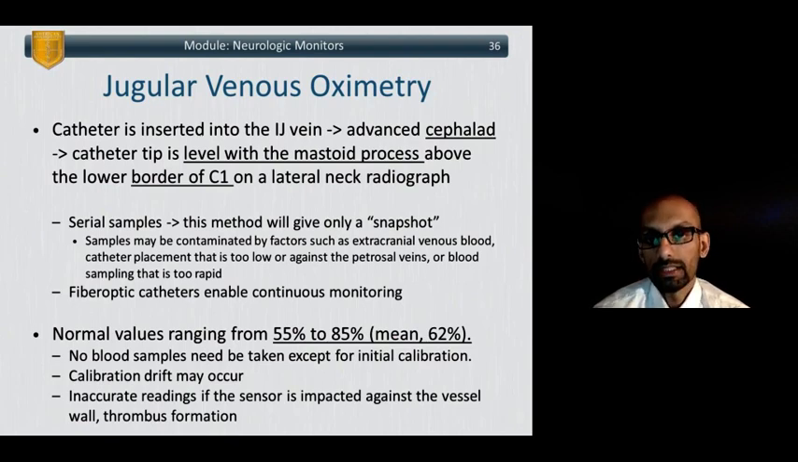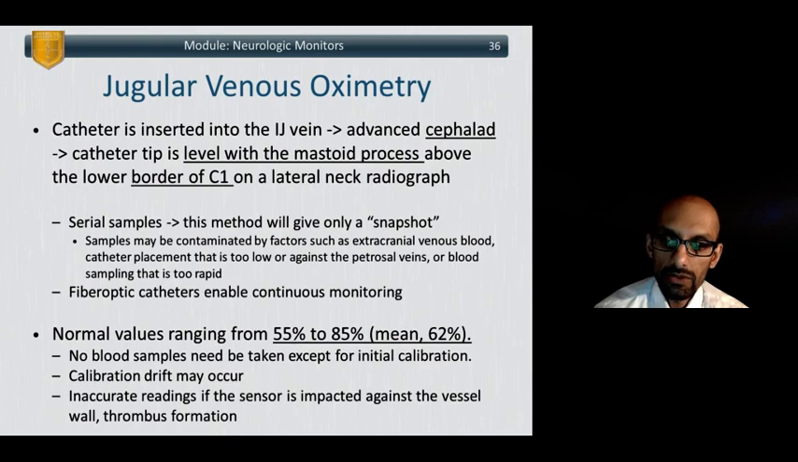Now, samples can be contaminated by factors such as extracranial venous blood, which doesn't come from the brain. That could be a problem, especially if the catheter placement is too low or against petrosal veins, or if the blood sampling is too rapid. Normal values range from about 55% to 85%, and the mean is around 60% or so. Remember, your overall mixed venous oxygen saturation in the pulmonary artery is about 75%.